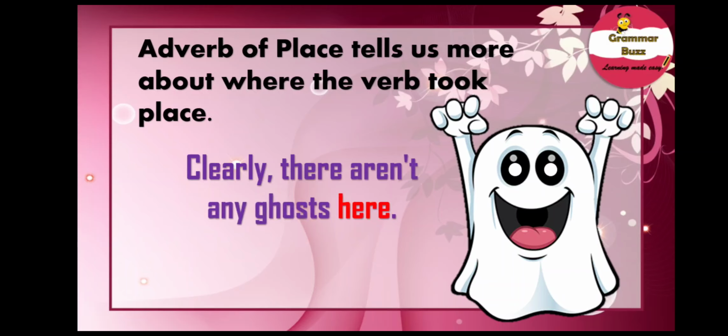Yes, you're right again. It is here. The adverb here tells us more about where the verb took place. So, in this sentence, here is an adverb of place. And remember, all we need to ask is where. Yes, if we ask the question where to the verb, the answer that we get is usually an adverb of place.